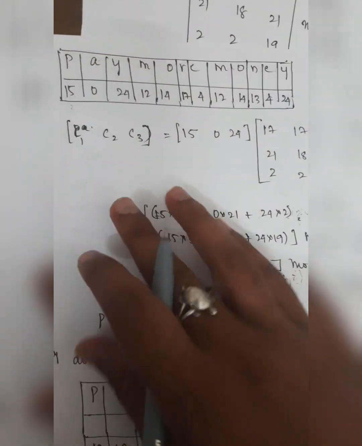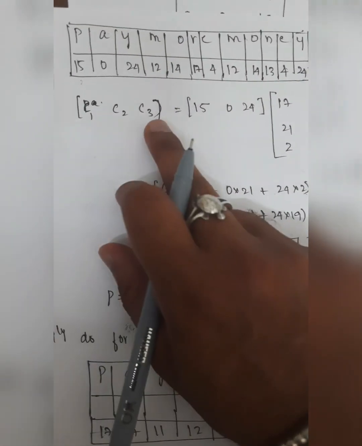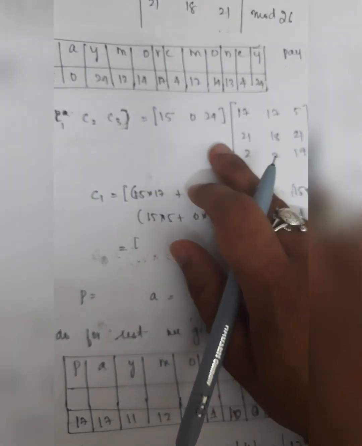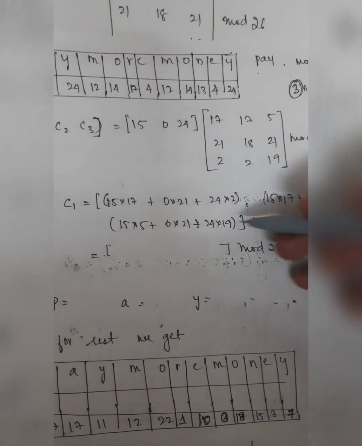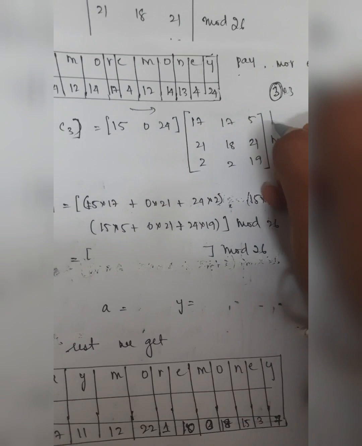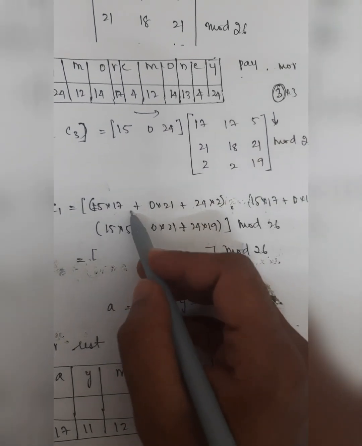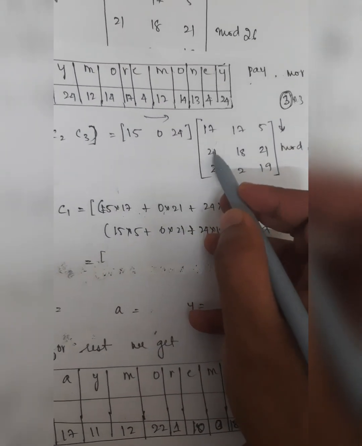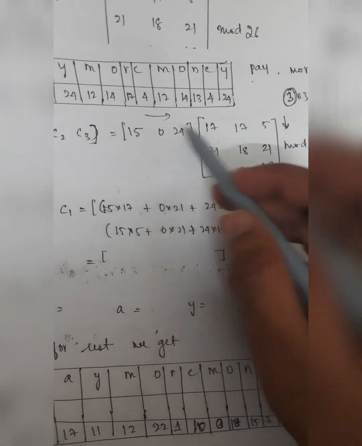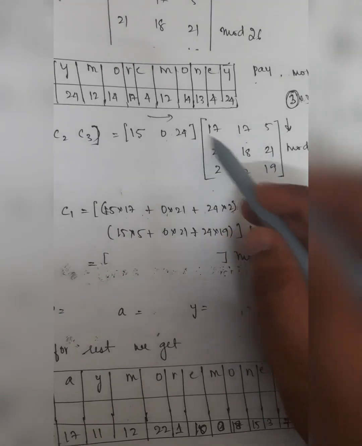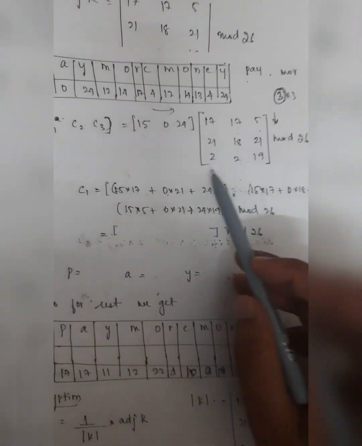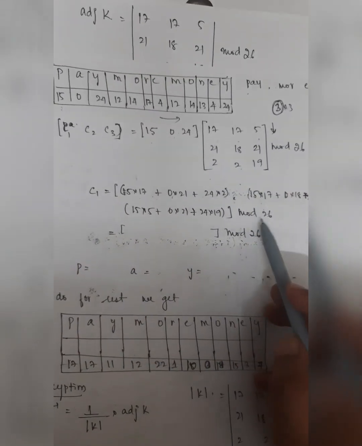Okay, now C1 C2 C3, where your P1 P2 P3 is PAY, 15, 0, 24, then you have your key. This is your key what we have given, and mod 26. Now multiplication again proceeds like this only, which says 15 into 17 plus 0 into 21 plus 24 into 22. And next you take 15 into 17 plus 0 into 18 plus 24 into 2. Then again next 15 into 5 plus 0 into 21 plus 24 into 19, whole mod 26.